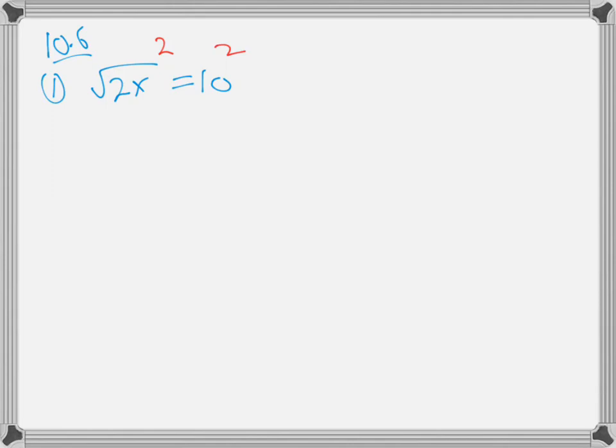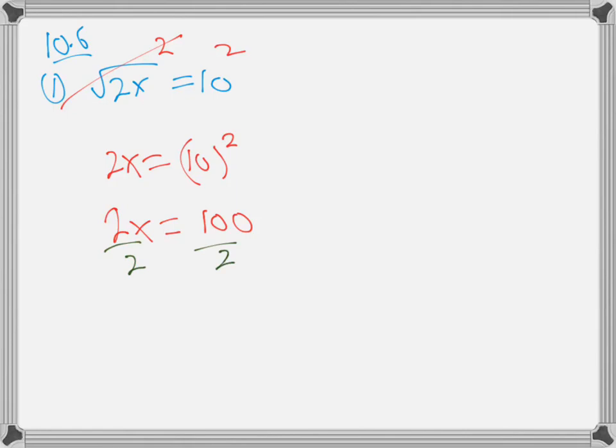Now, you can just go like that, just cancel them out, and it's just 2x, and the other side is 10 squared. Oops. And what is 10 squared? It's 100, right? And then we just divide by 2. And so x is 50. And that's the answer.